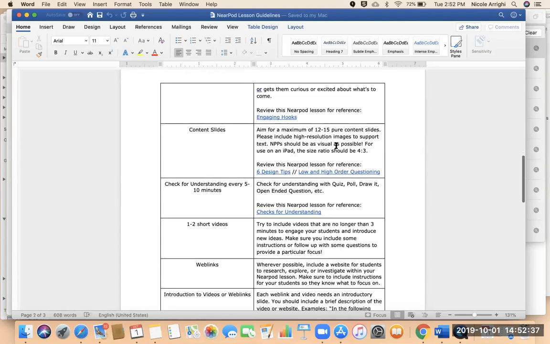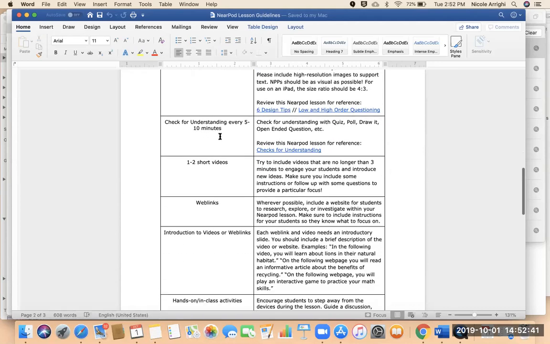You have no more than 12 to 15 content slides, and you engage your students, check with your students, or assess your audience every 5 to 10 minutes. That doesn't necessarily mean that you're timing. It means that after a certain number of instructional slides, you take the opportunity to evaluate what your audience should be learning and taking away from the content.